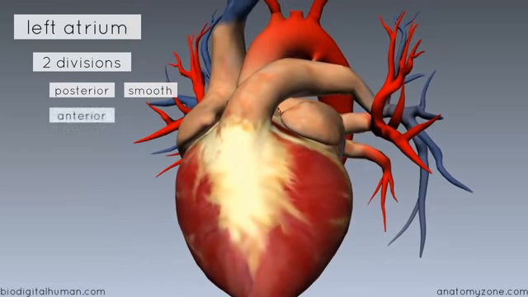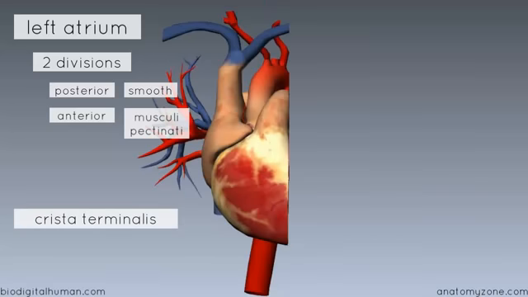So the anterior half is continuous with this auricle, this left auricle here, and this half of the left atrium contains the rough ridges, so it's got the musculi pectinati. But unlike the right atrium, there's no crista terminalis. So you've got the smooth posterior surface of the left atrium and the rough, muscle-ridged anterior half, which is continuous with the left auricle. But unlike the right atrium, where you have this smooth muscular ridge delineating the two halves, which is called the crista terminalis, you don't have this in the left atrium.